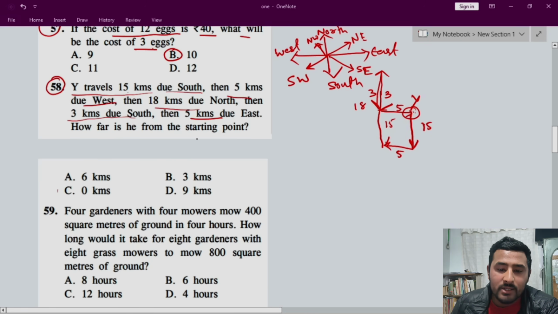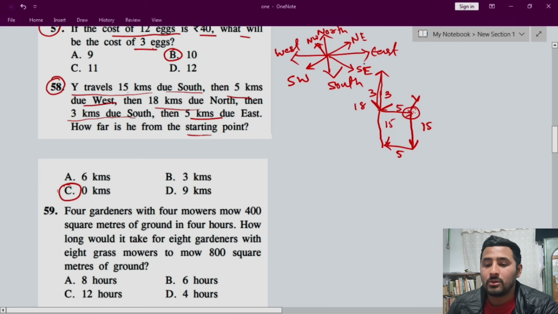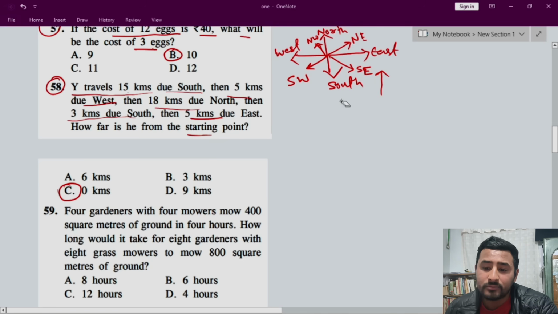So what they're asking is, how far is he from the starting point? See, it is at the same point only. It traveled that much, and it reached the same point. So the distance will be how much? It will be 0 kilometers only. It is back to its own position. Okay, so let's go for the next question.